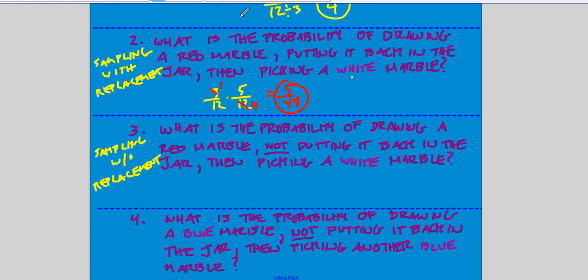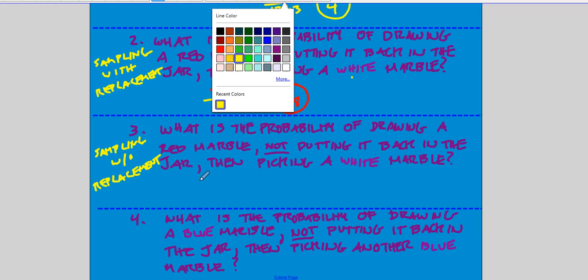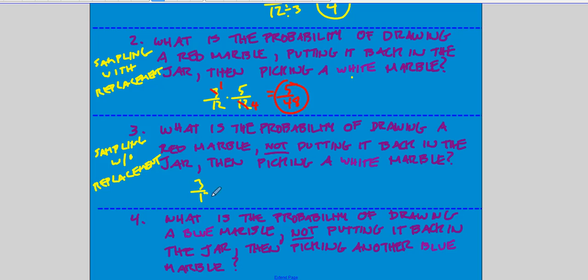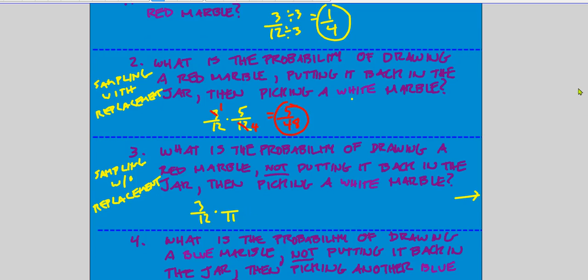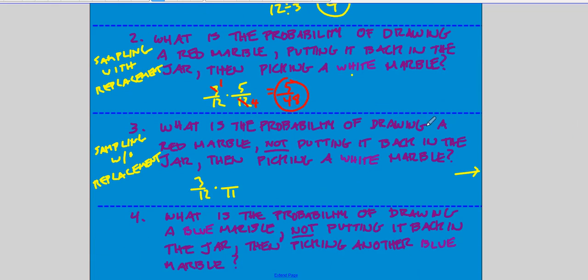So the probability of red again is 3 out of 12. Now I'm taking that red marble and throwing it out, so now I only have 11 marbles left. Then the chance of picking white again, I believe, is 5. There are 5 white marbles, so that's 5 out of 11.